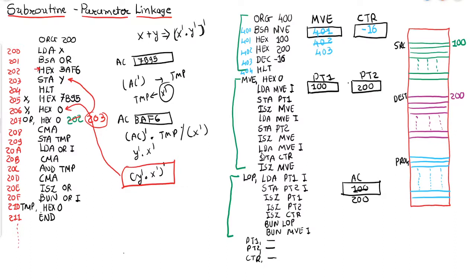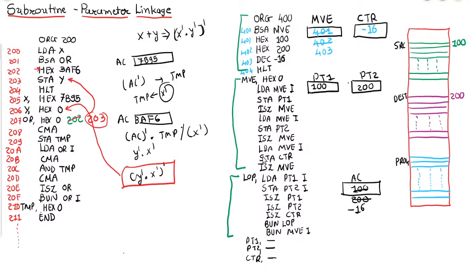Okay, and then LDA MVEI, so minus 16, it will be converted into 2's complement format, and then it will be loaded into the counter. Okay, so just for ease of understanding, we will keep this in decimal. So minus 16 will be loaded, which is at location 403. Okay, then STA CTR, so this minus 16 will be stored into the CTR counter.